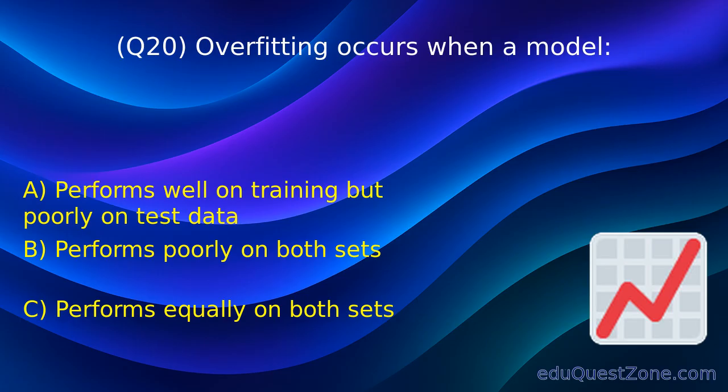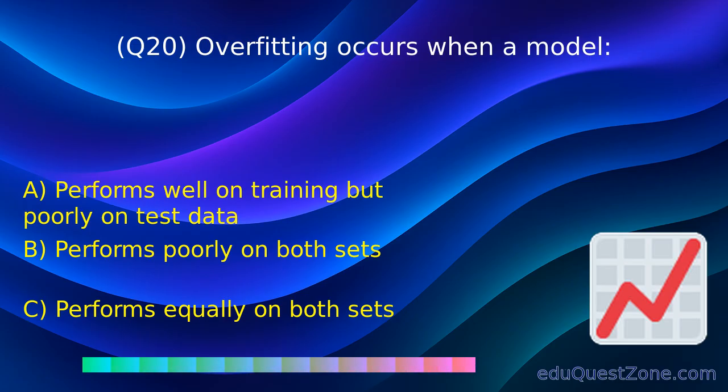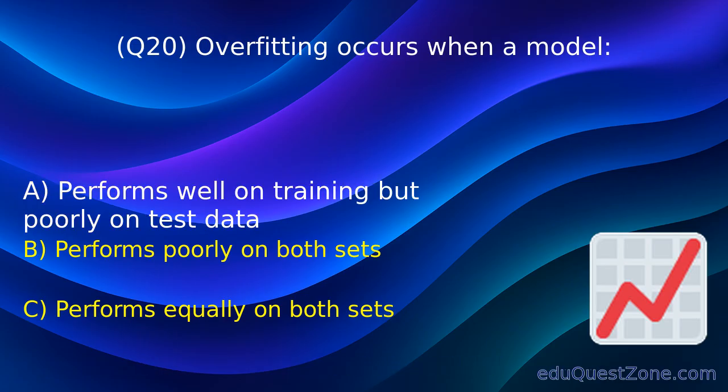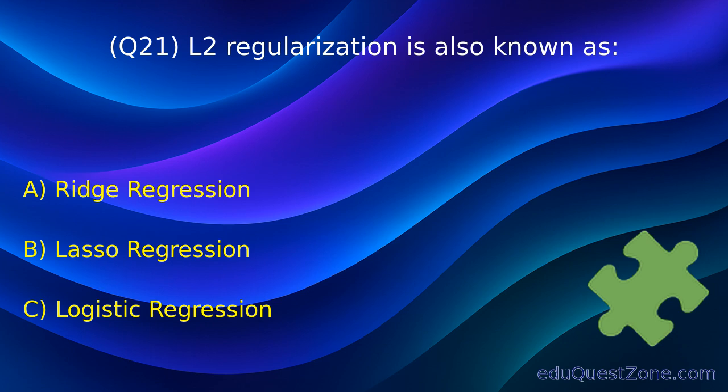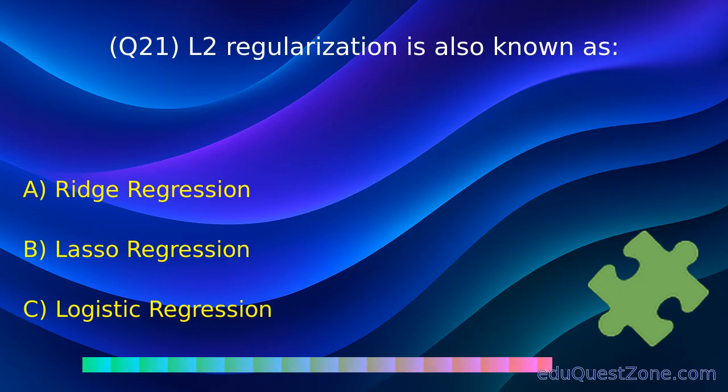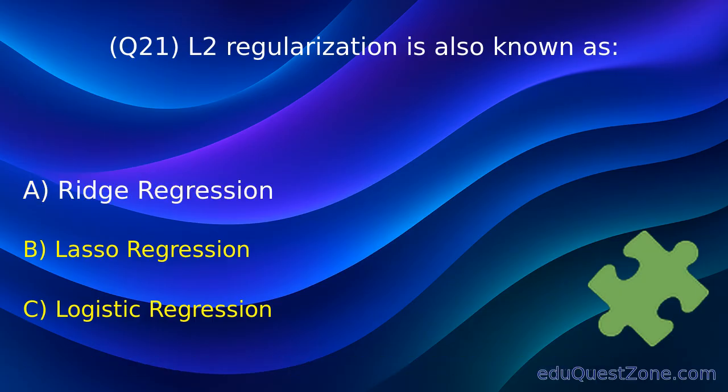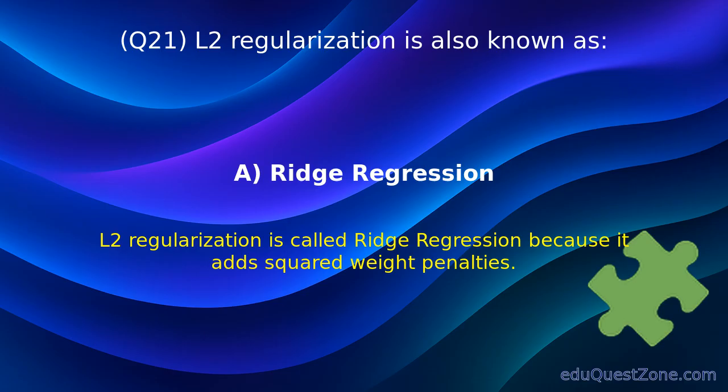Question 20. Overfitting occurs when a model. Option A. Performs well on training but poorly on test data. Overfitting means the model performs well on training data but poorly on unseen data. Question 21. L2 regularization is also known as. Option A. Ridge regression. L2 regularization is called ridge regression.